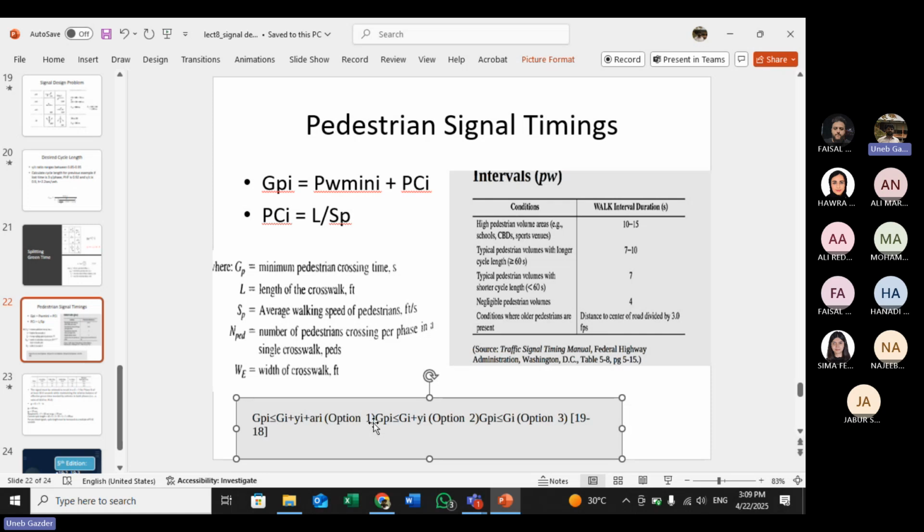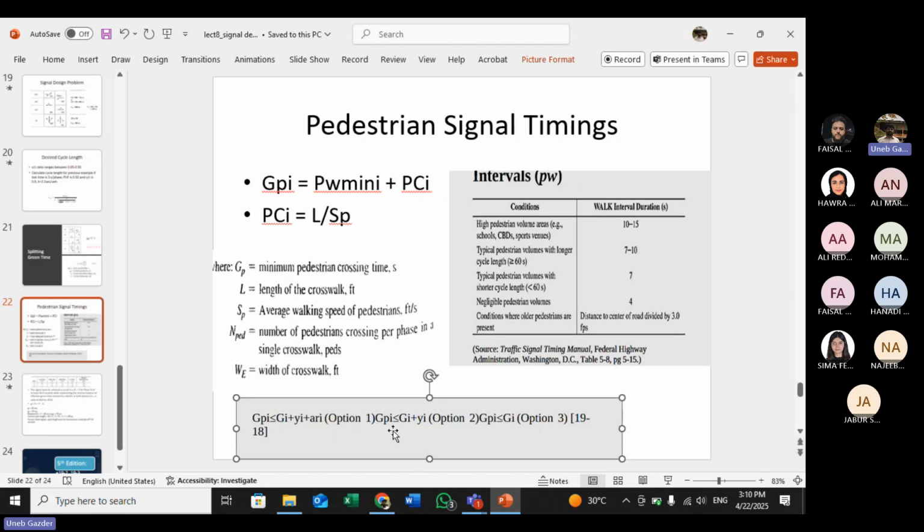So for example, something happened to the pedestrian. The pedestrian was crossing the street and he fell down. So now he needs maybe 3 seconds extra to get up and start moving again. So in the first criteria, there is no extra seconds for him. So the accuracy level must be very high for you to design according to this criteria.